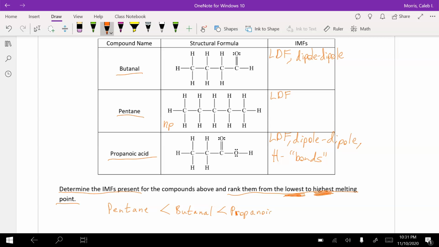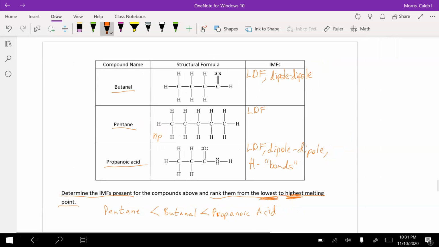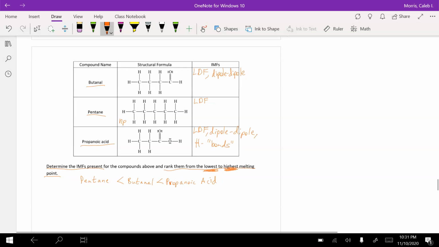propanoic acid. And that is how you would answer a question like this, where you're supposed to rank the melting points or the boiling points based on the intermolecular forces that are present.